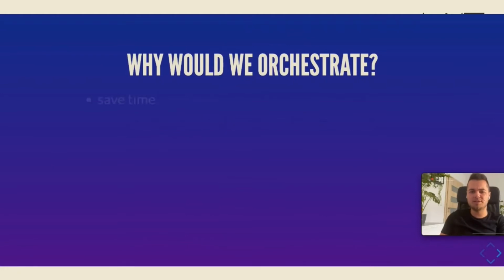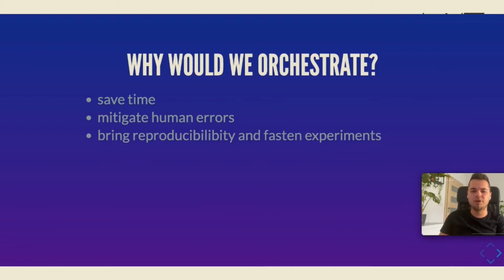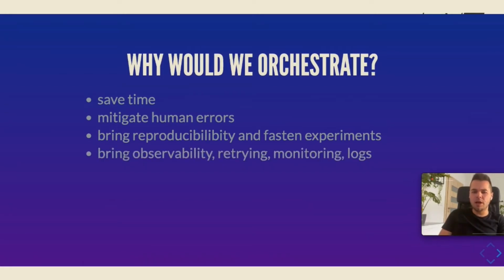And why would we orchestrate? Why is the automation necessary? Mostly to save time, because data scientists would spend a day running the jobs manually. The whole process is also error prone, because when we pass data from one task to another, then we could, for example, have picked a wrong file and fed the algorithm with stale old data, the accuracy would have fallen down and so on. So the point is to mitigate human errors. We'd love to bring reproducibility and fasten the experiments we perform. One tweak and pipeline is rerun with different algorithm, for example. Bringing observability, retrying mechanism, monitoring, logs, and so on, so that we have a rock-solid automated pipeline.